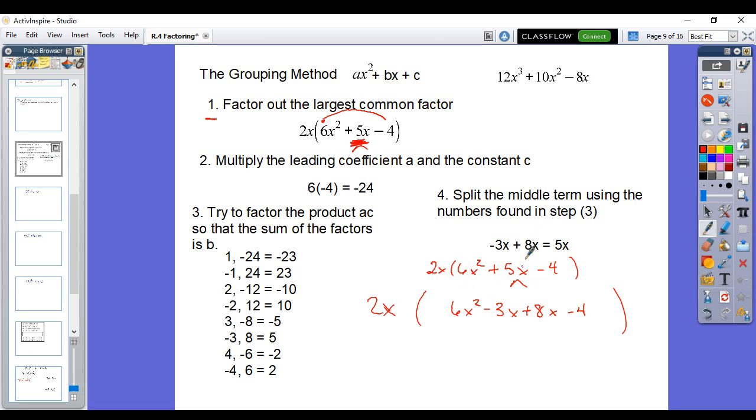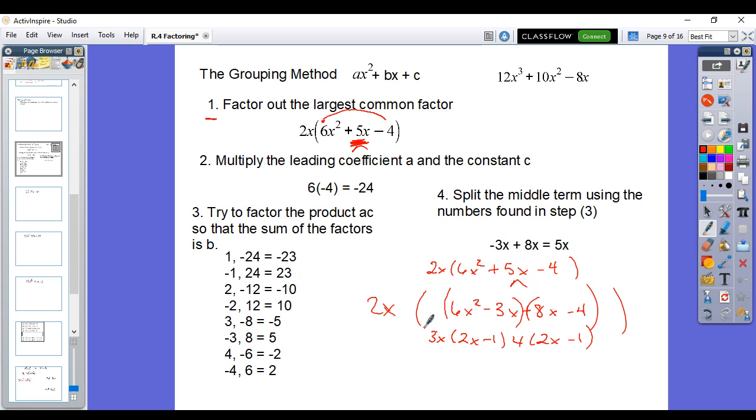So we're going to factor by grouping. This is the grouping part. We're going to group these two together and these two together right here, and then we're going to factor each one more time. So what can we take out of here? Well, what do they have in common? A 3 and an x. So we get 3x, leaving us 2x minus 1. And what can we factor out of here? A 4, leaving us 2x minus 1.